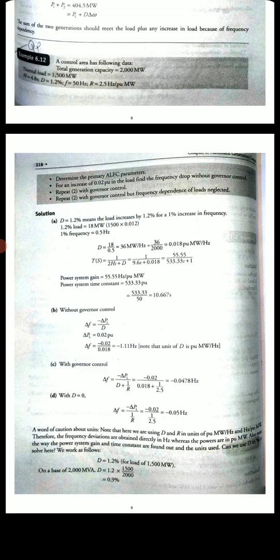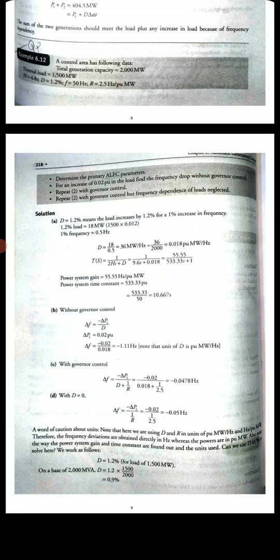And there is a D value here. One note you should see: we are using D and R in per unit, that is megawatts per hertz and hertz per unit megawatt. Therefore, the frequency deviations are obtained directly in hertz, whereas the powers are in megawatt. So this is the way the power system gain and the time constant are found, and the units are used.